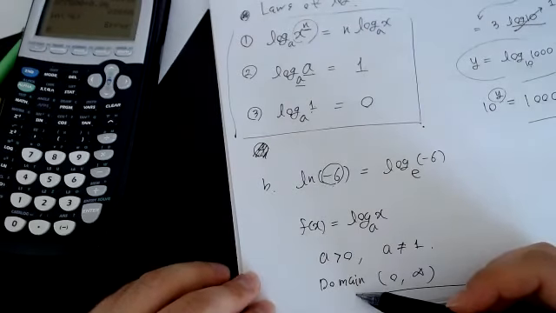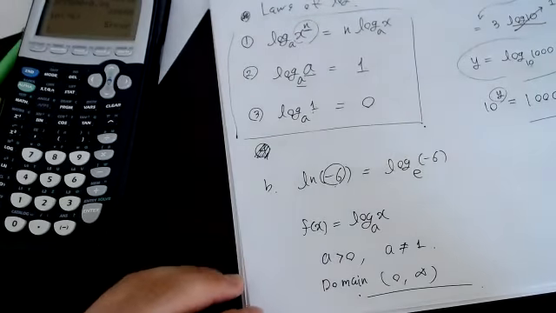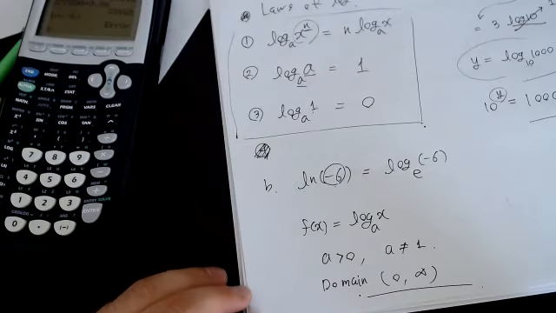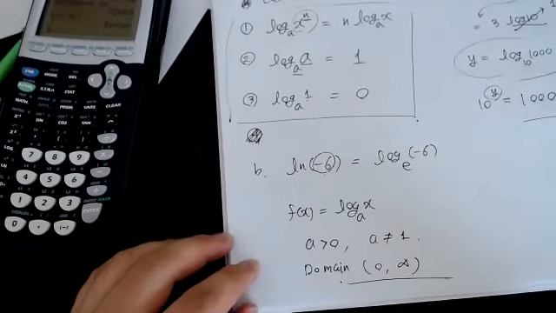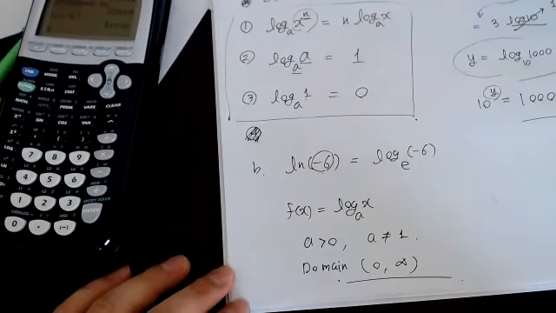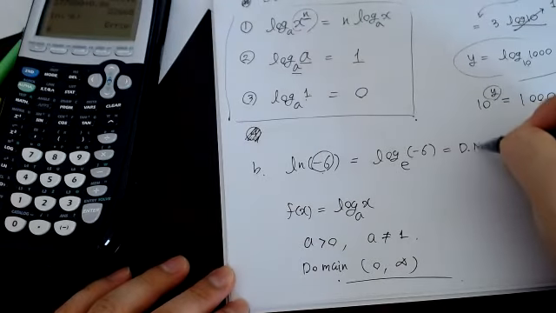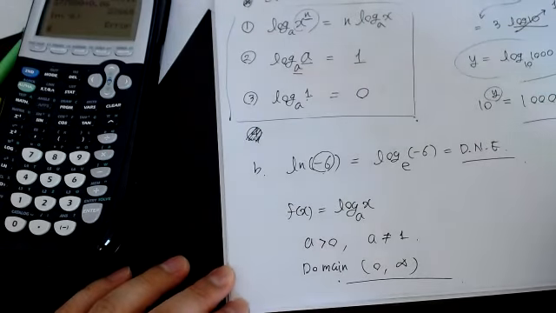Okay, so the answer is what? Yeah, just d: does not exist, or you can say undefined. So d does not exist or undefined. Either one is just fine.